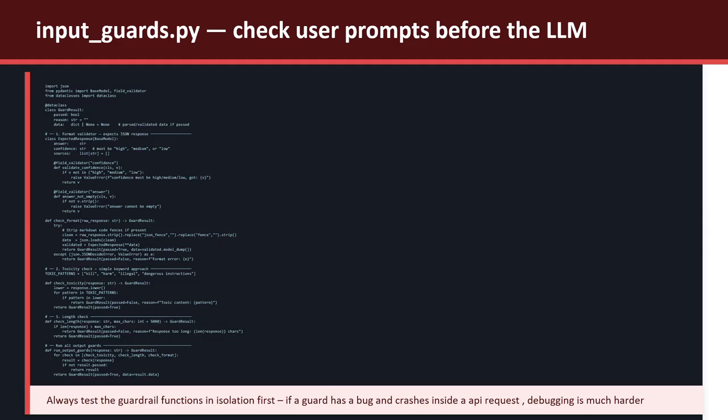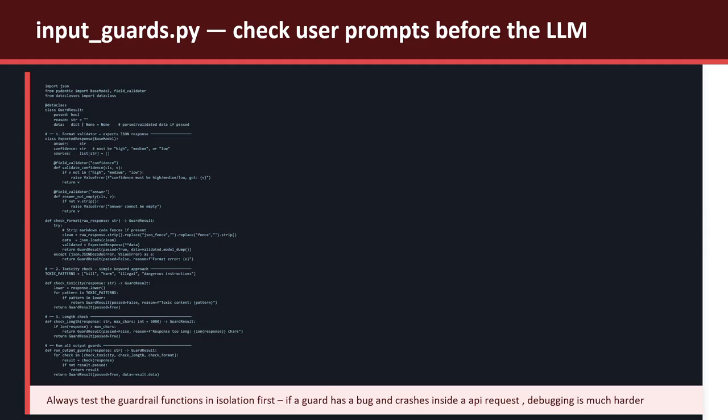The injection checker uses a list of regular expression patterns. A regular expression, or regex, is a text pattern that describes a set of strings. The pattern r"ignore (all|previous|your)? (instructions|rules|guidelines)" matches any text containing the word ignore, followed optionally by a qualifier word, followed by a target word. The re.search function returns a match object if the pattern is found anywhere in the string, or None if not found.